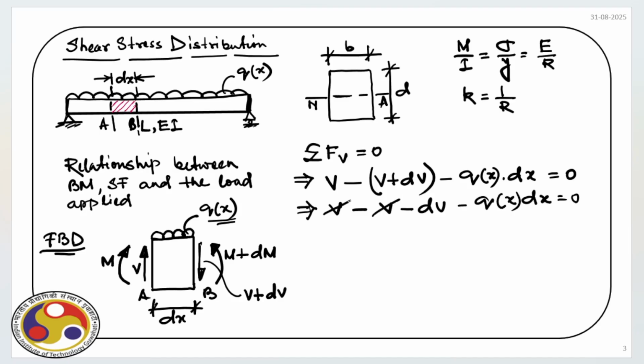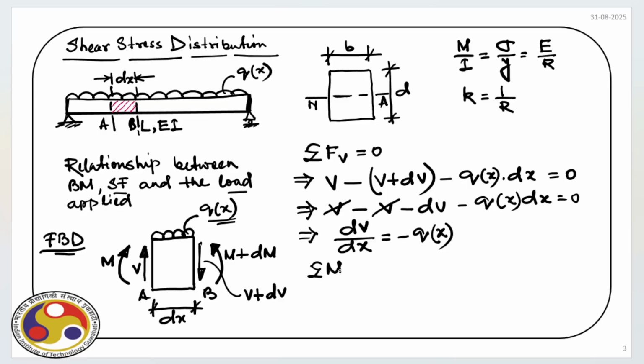So what we get is dV by dx is equal to minus q of x. So we get the first relation, that is between shear force and the load applied. The first derivative of the shear force is equal to the negative of the load applied, and that's the first relation. Okay. Now we can consider the moment equilibrium.